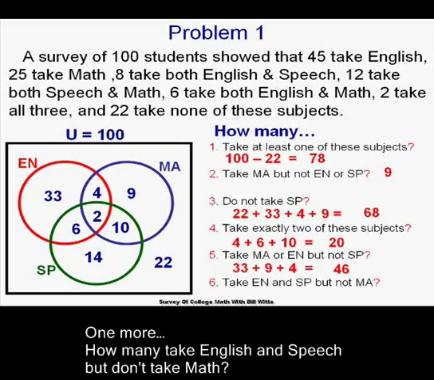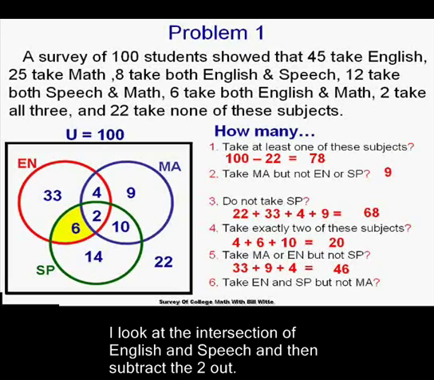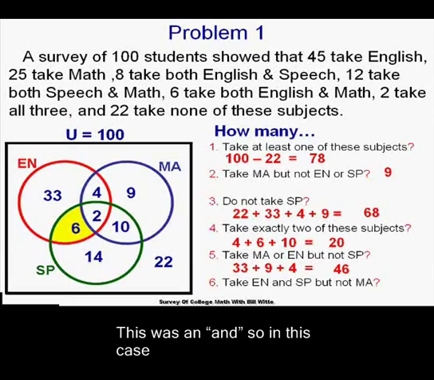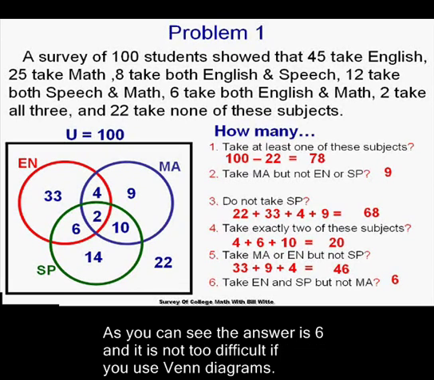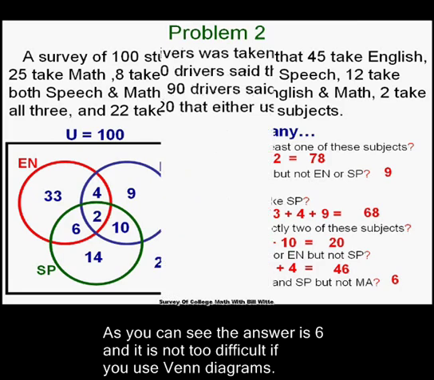One more. How many take English and speech, but don't take math? English and speech, but don't take math. So I have to subtract the 2 out. And it was an "and." So in this case, it was kind of like English intersected with speech, subtract math. And as you can see, 3 words. The answer is 6. It's not too shabby if you use Venn diagrams.